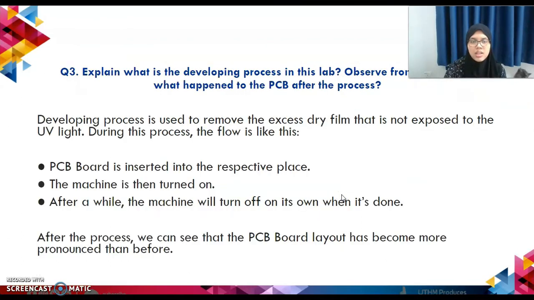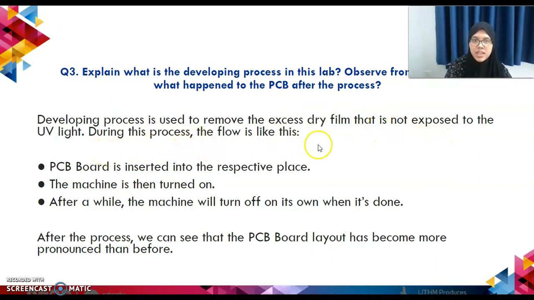Okay, so next, question 3. Explain what is the development process in this lab. Observe from the process what happened to the PCB after the process. This process happens after the UV light exposure. The developing process is used to remove the excess dry film that is not exposed to the UV light.